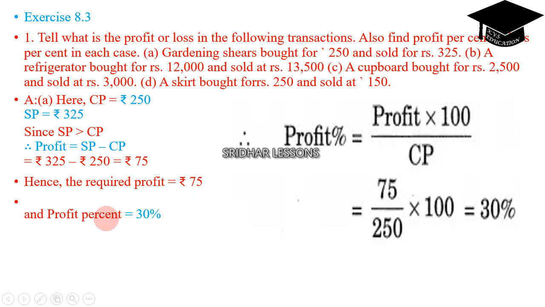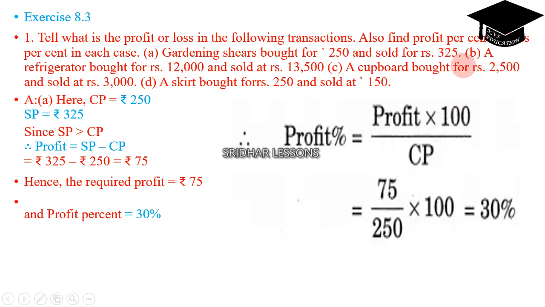How can we calculate it? The profit percentage can be calculated as profit into 100 by cost price. This is according to the formula. So the profit we have got is 75 into 100 by cost price, which is 250 rupees. So 75 by 250 into 100 is equal to 30%. So this is the profit percent.